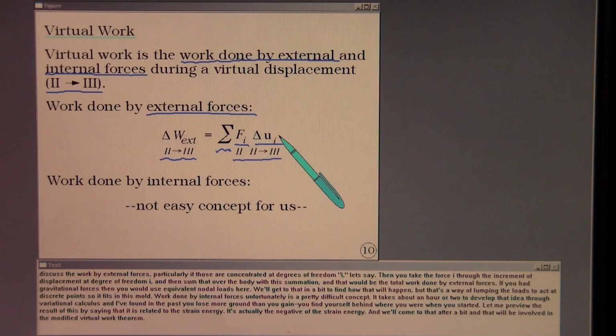Work done by internal forces, unfortunately, is a pretty difficult concept. It takes about an hour or two to develop that idea through variational calculus, and I've found in the past you lose more ground than you gain. You find yourself behind where you were when you started. Let me preview the result of this by saying that it's related to the strain energy. It's actually the negative of the strain energy. And we'll come to that after a bit, and that will be involved in the modified virtual work theorem.